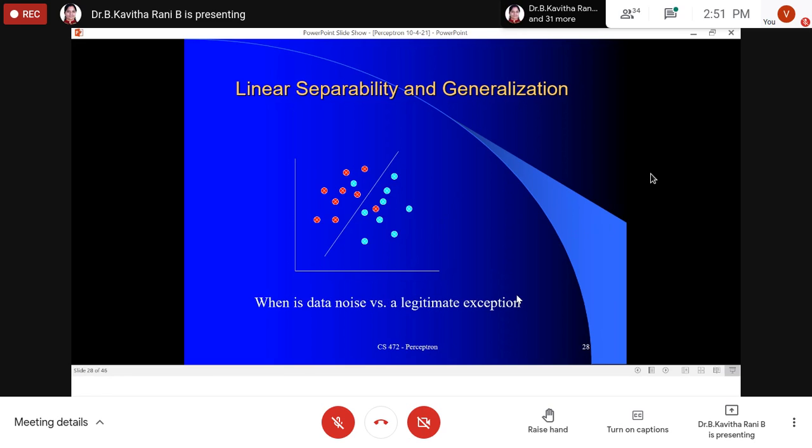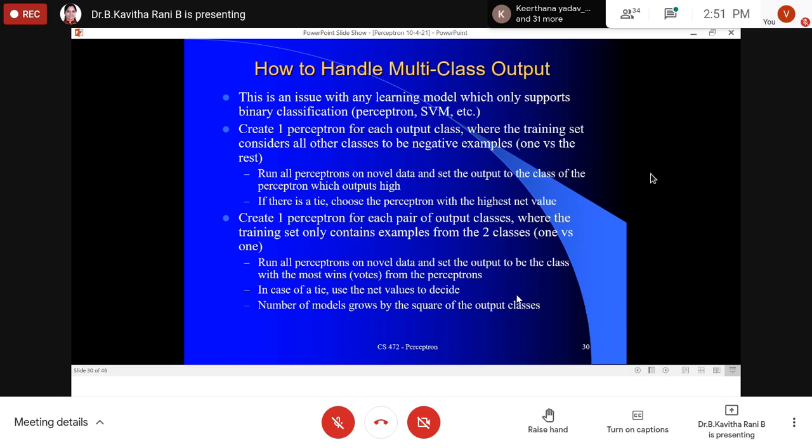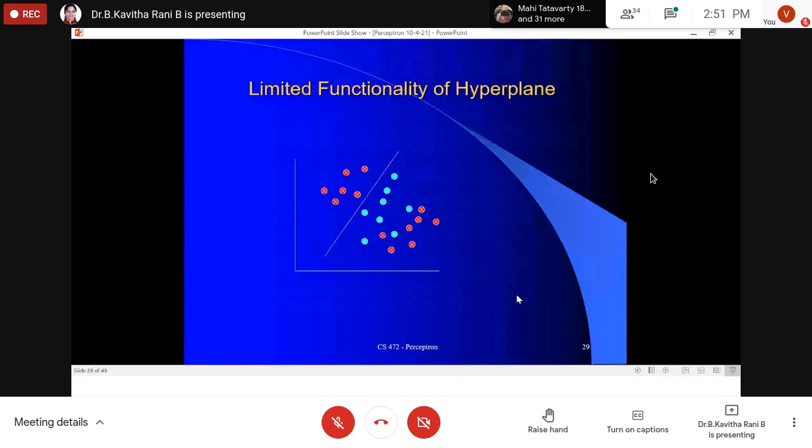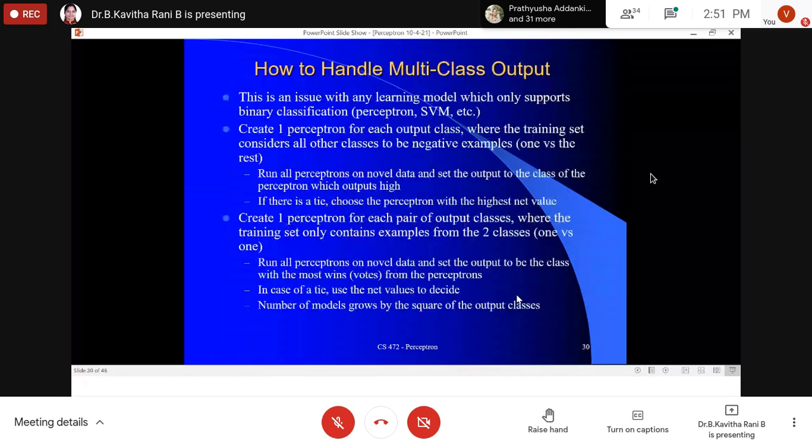Then there is noise. If there is more noise, what will happen? We will be separating in this way, so this is not correct. There will be limited functionality, limited data will be grouped. Whatever data is there will be limitedly grouped here. So for handling that, we will be using multi-layer perceptrons.